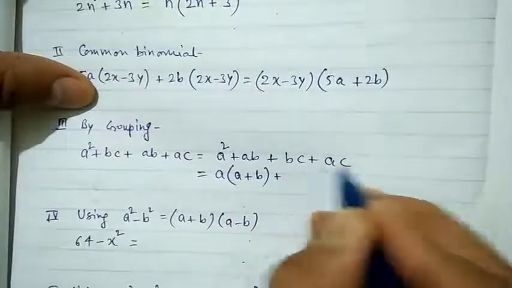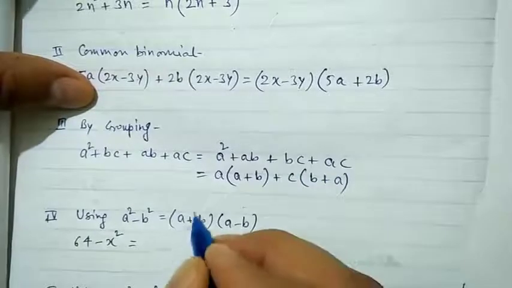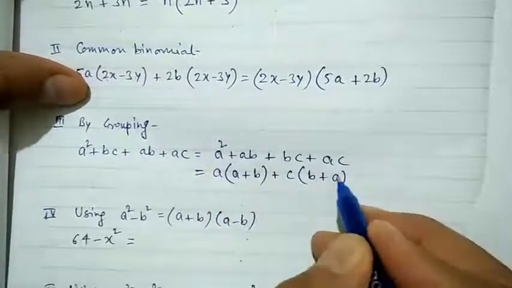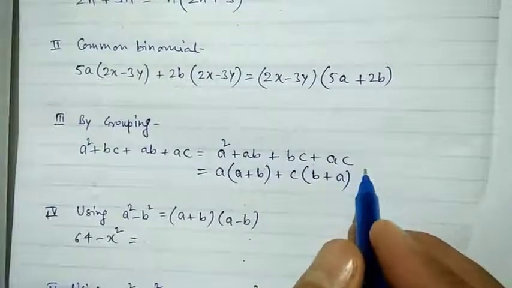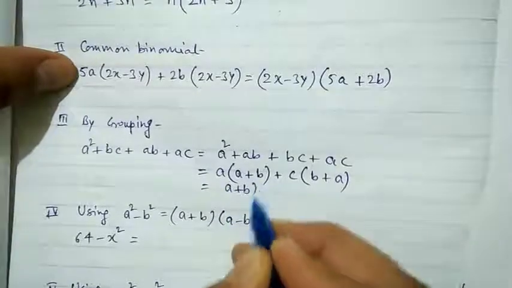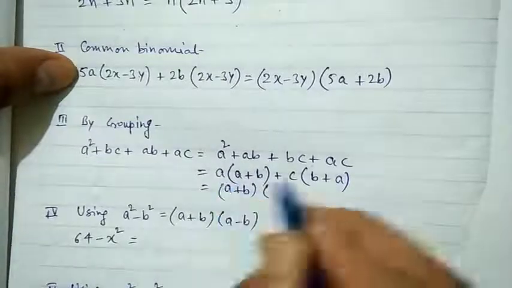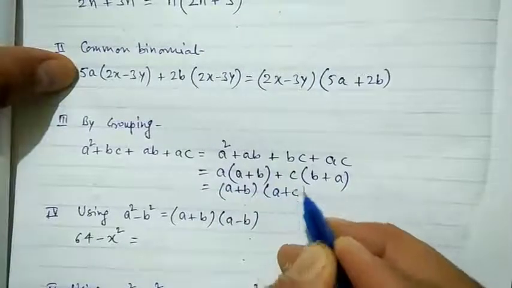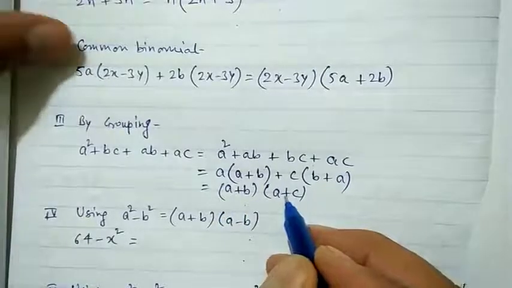Here c is common, so c, and this is b plus a. Now this b plus a is the same as a plus b, because addition always follows the commutative property. So what we can say here is that a plus b can be taken common, a plus b or b plus a, same thing. What is left? Now a and this plus c. So the factor will be a plus b into a plus c.